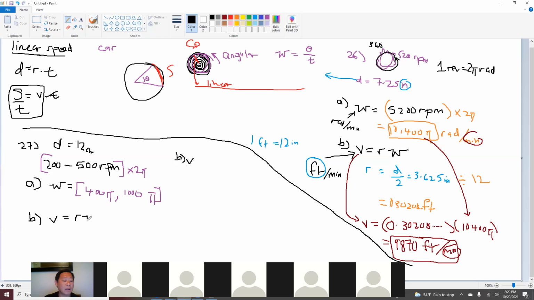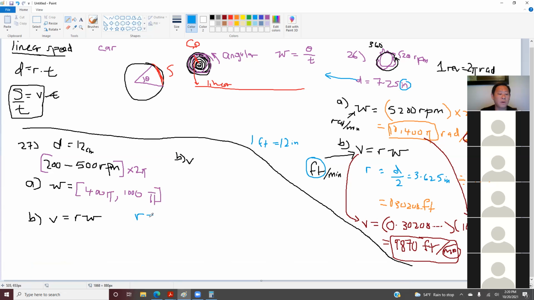You need to find the linear speed in this case. So the first thing you need to do is figure out what is your R. So anyone know what is your radius here? Radius? 6. So what you do here is, this is 6 centimeters. So you multiply this by 6. So in this case, it's 6 times 400 pi and 6 times 1000 pi.